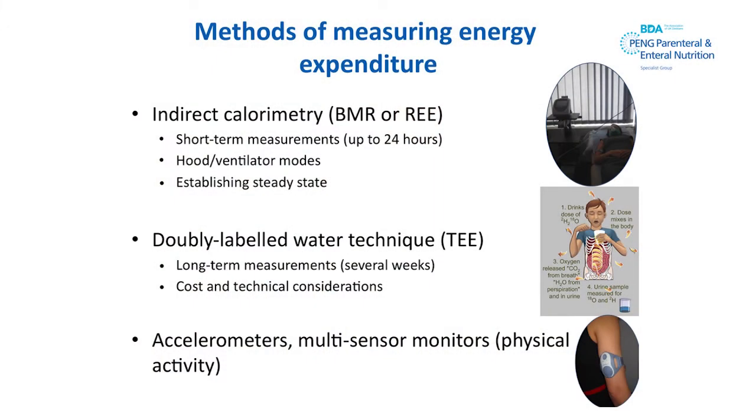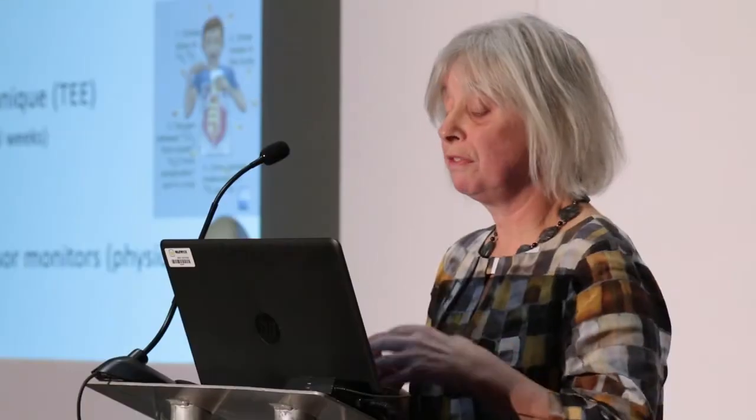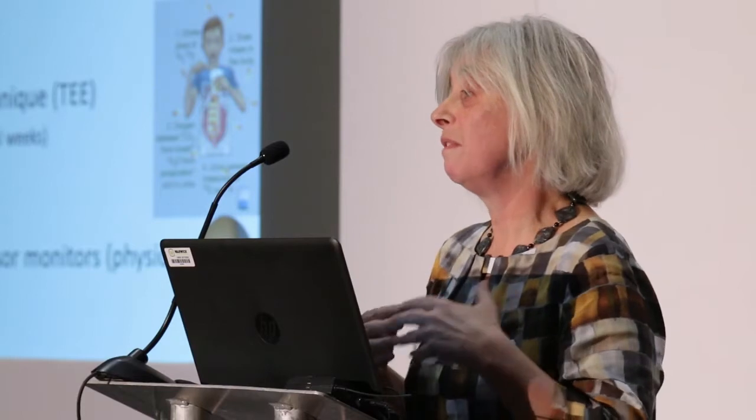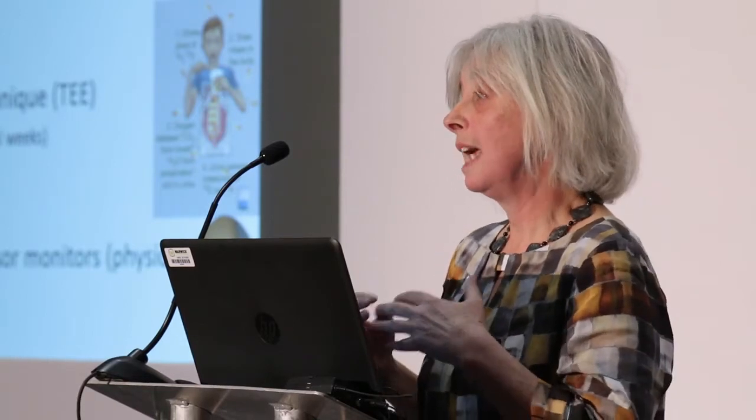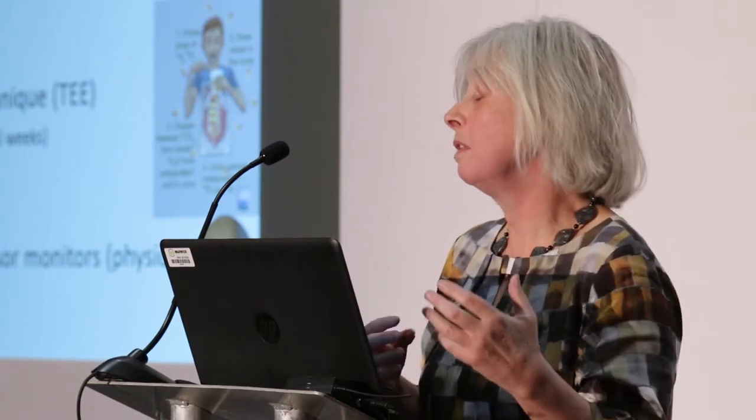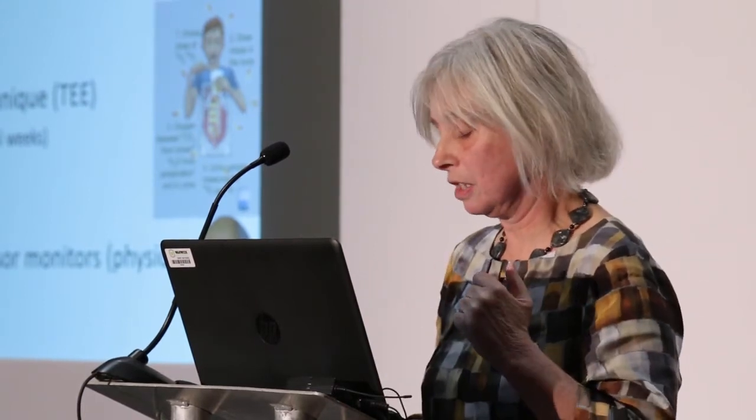So usually the best studies will use doubly labelled water to get an indication of total energy expenditure and indirect calorimetry to get an indication of how much of that total energy expenditure is resting or BMR and stress. And increasingly now we're seeing the use of accelerometers or multi-sensor systems for directly measuring physical activity. It's still relatively rare in the clinical setting, but we did find a few. And if you use all three methods together, you then get a very good indication of what someone's energy expenditure is and what each component contributes to their total energy expenditure.